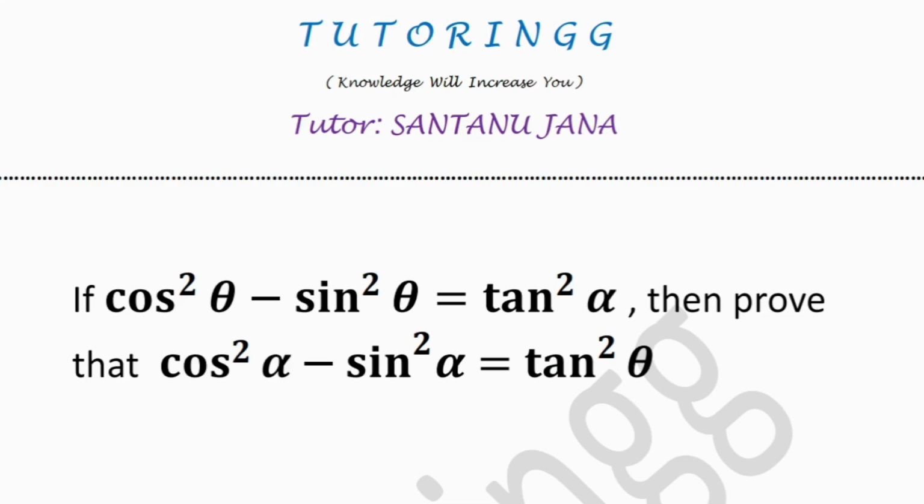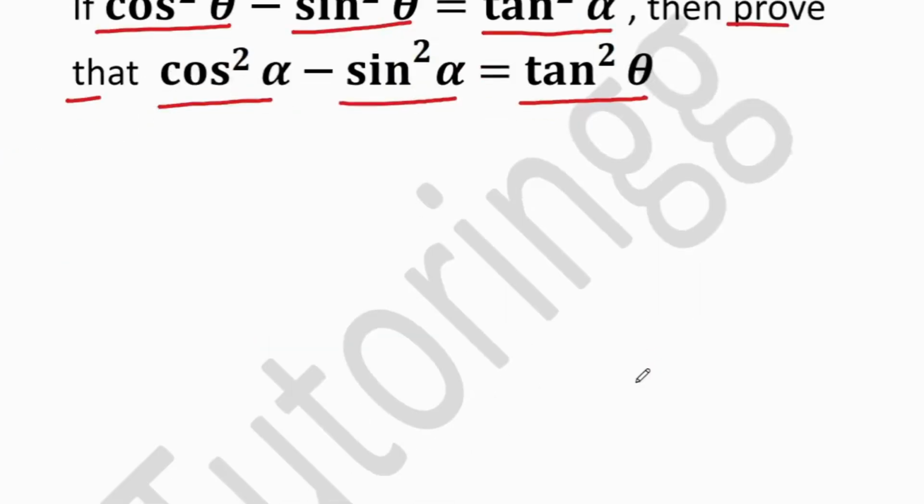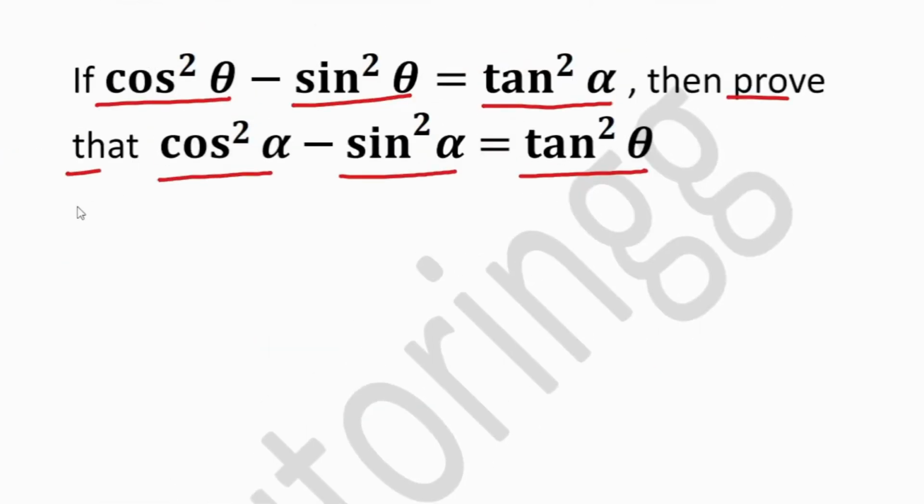Hello everyone, today's question is: if cos square theta minus sin square theta is equal to tan square alpha, then we have to prove that cos square alpha minus sin square alpha is equal to tan square theta. To prove the given identity, we have to write the given part first. What is the given part? Cos square theta minus sin square theta is equal to tan square alpha.